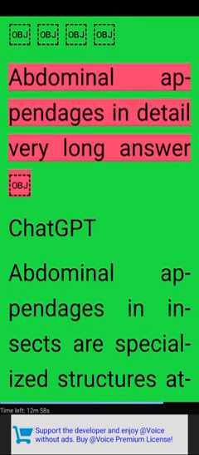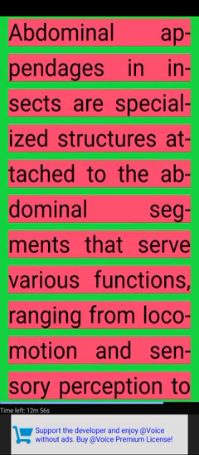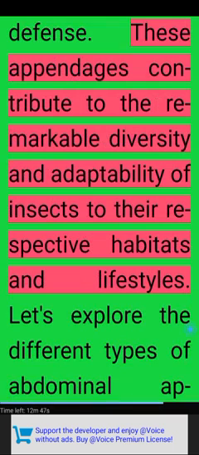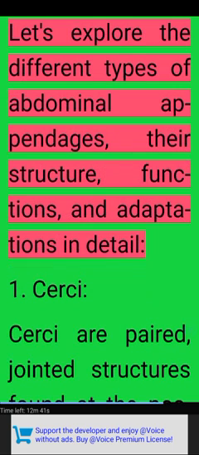Abdominal appendages in detail. Very long answer. ChatGPT. Abdominal appendages in insects are specialized structures attached to the abdominal segments that serve various functions, ranging from locomotion and sensory perception to reproduction and defense. These appendages contribute to the remarkable diversity and adaptability of insects to their respective habitats and lifestyles. Let's explore the different types of abdominal appendages, their structure, functions, and adaptations in detail.